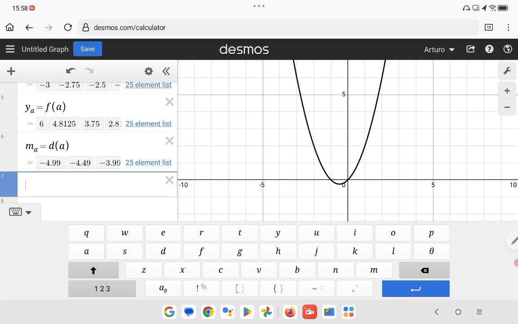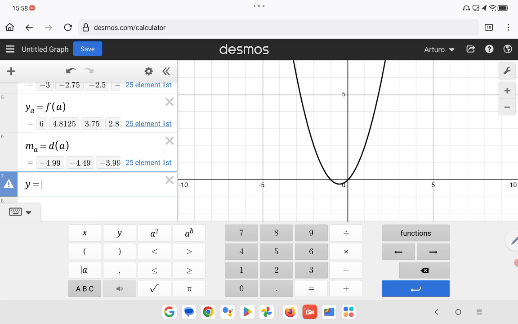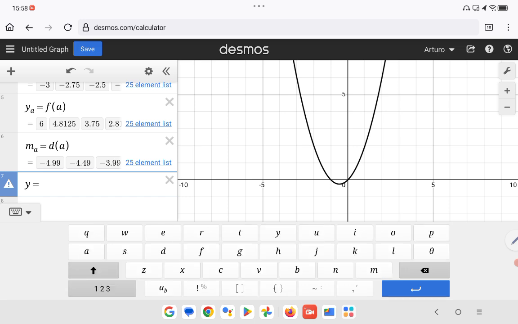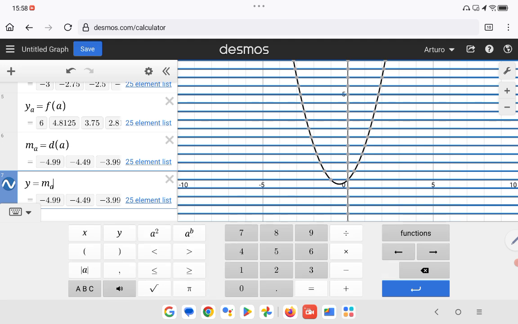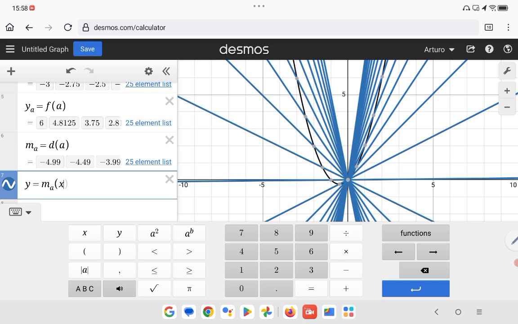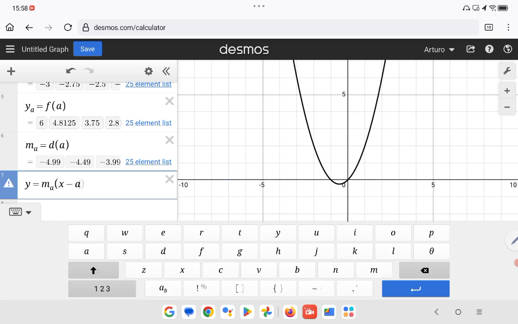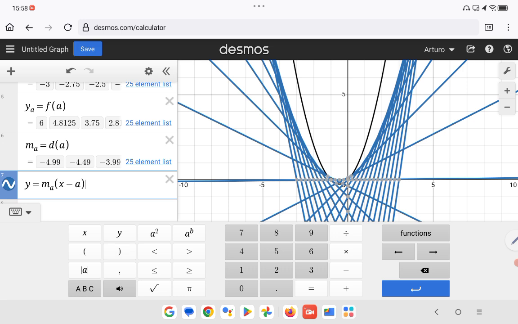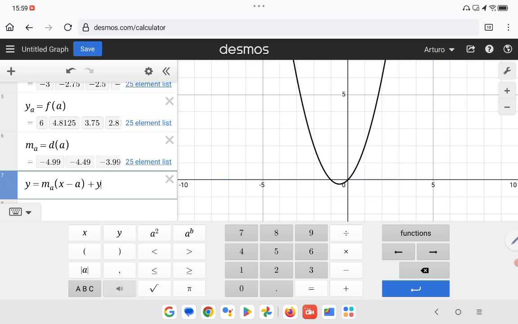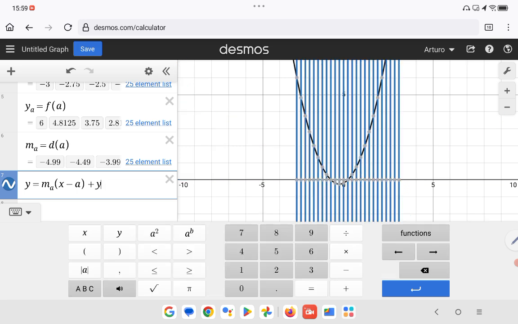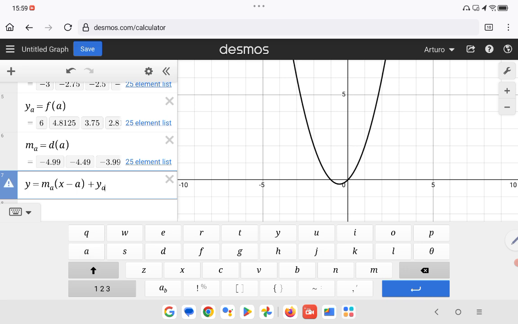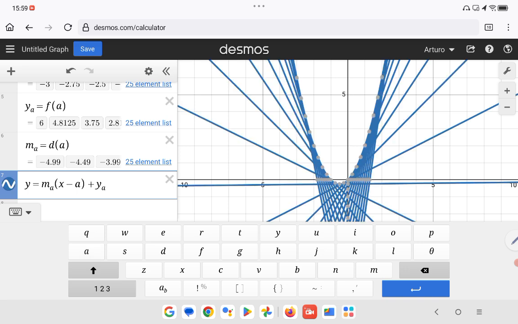All right, so now that we have defined our variables that depend on these different lists and functions, we can create the tangents, which are all the family of linear functions. Define y equal m sub index a, which multiplies x minus a, plus the intercept. Right? And then we have it, all the tangents.